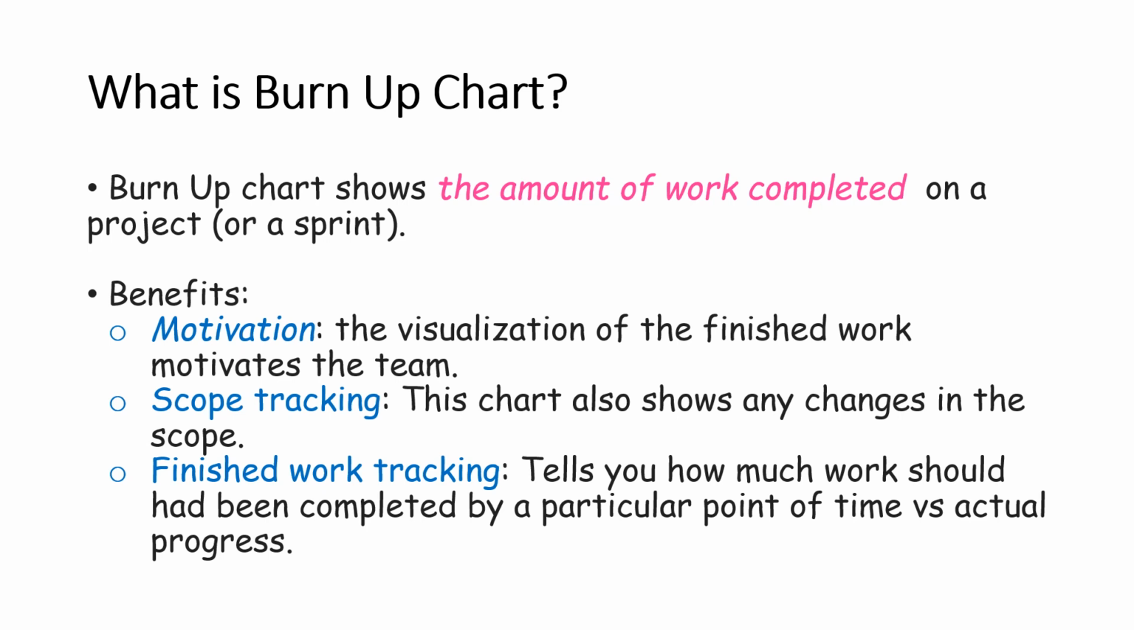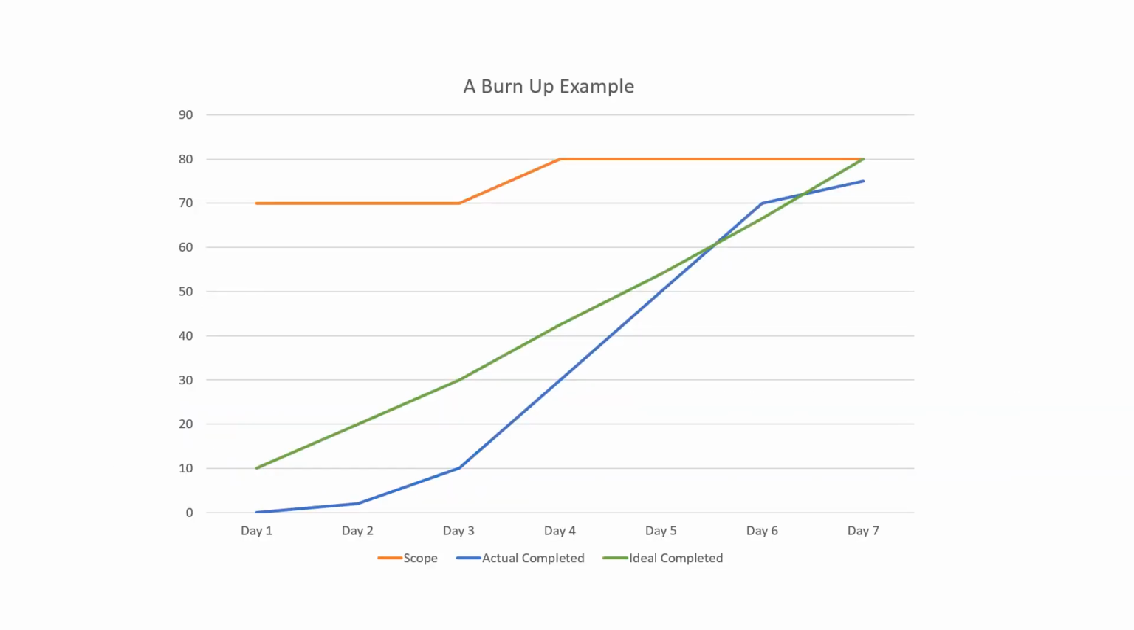It is important that both burn down and burn up charts are used together because they complement each other. Some of the great insights are being given by burn down and some of the great insights are being given by burn up chart. Here is an example of a burn up. So the orange line is showing the total scope in hours, the green line is the ideal completed hours, and the blue line is the actual completed hours.